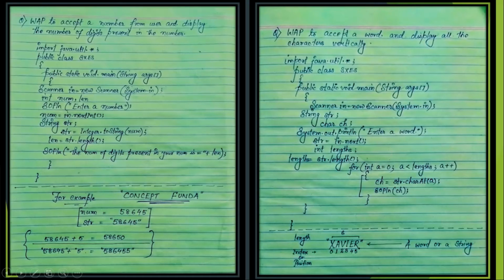Individually, each character will be extracted using this particular position and stored inside ch. SOP ln ch means we will display the result and then break the line. As you know, SOP ln is used for printing and thereon breaking the line. This ln breaks the line.